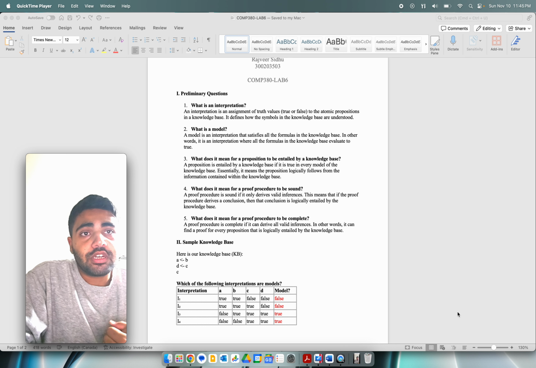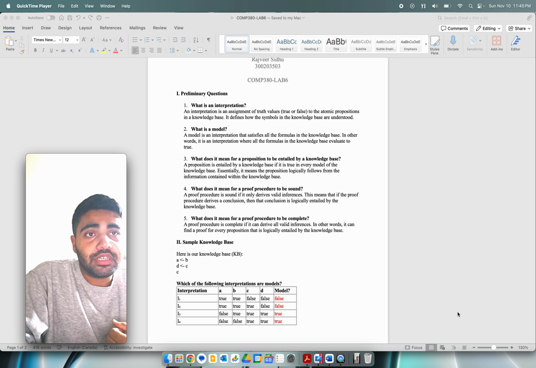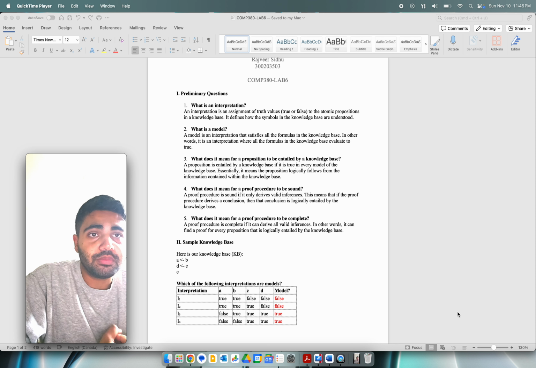First, let's talk about interpretations. An interpretation is basically a way of assigning truth values, true or false, to each proposition in a knowledge base. This is how we define what each symbol actually means within the system we are working with.